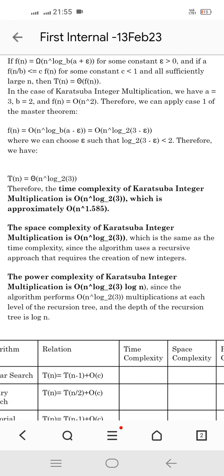1.585. The power complexity of this algorithm is given by order of n to the power 1.585 log n, since the algorithm performs order of n to the power 1.585 multiplications at each level of the recursion tree and the depth of the recursion tree is log n.